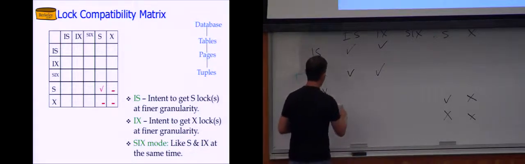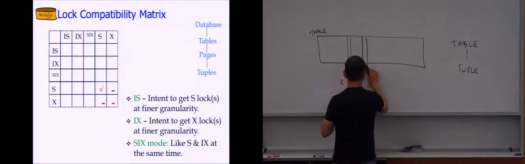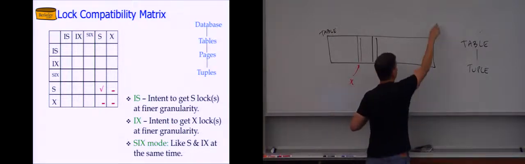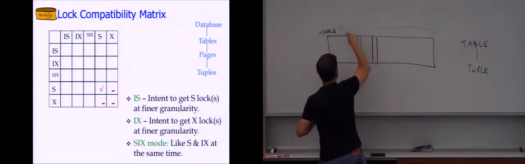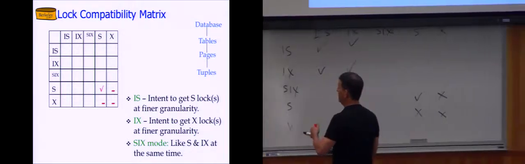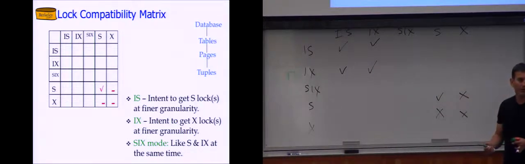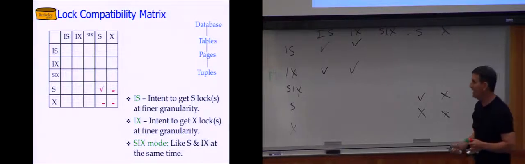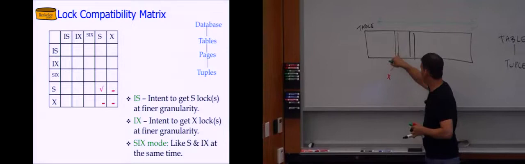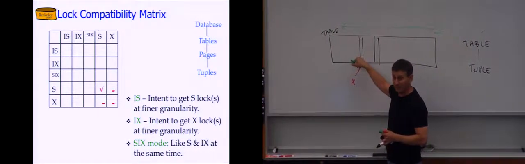What about shared? I want a shared lock on the table. T1's going to read the whole table. It wants a shared lock on the whole table. And T2 wants an exclusive lock on a single tuple. Is that compatible? It is not. There is no way at the tuple level that these two guys could coexist, right? Because they will conflict on this very tuple. Yeah? So one of them has to go first and one of them has to go second.